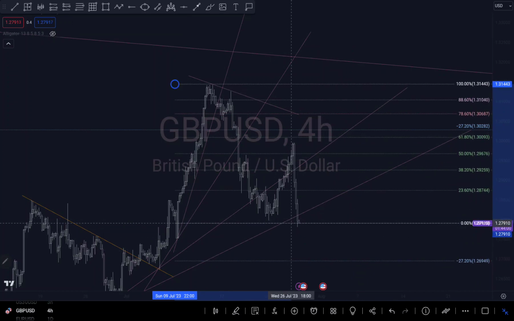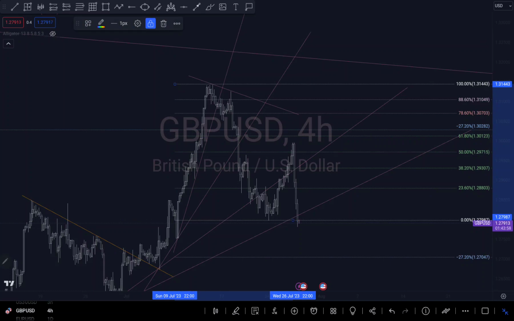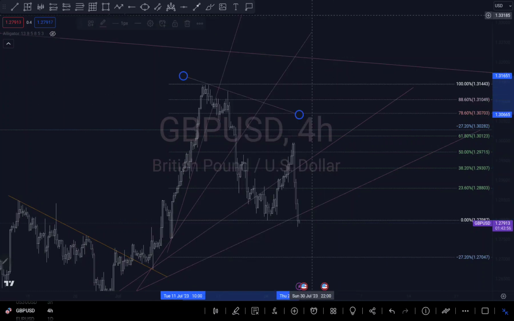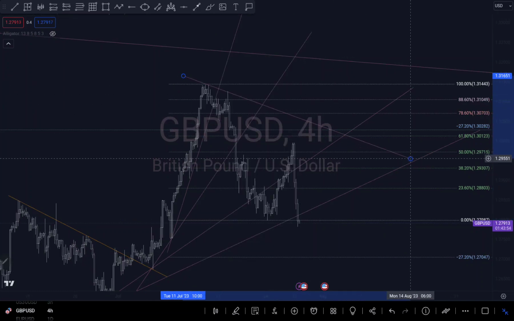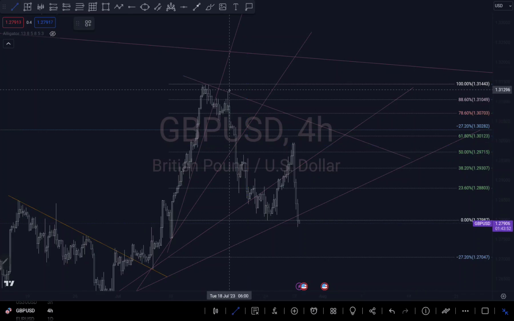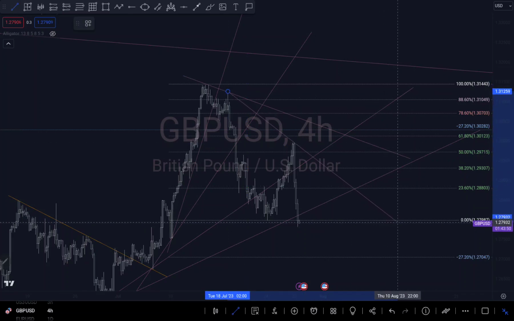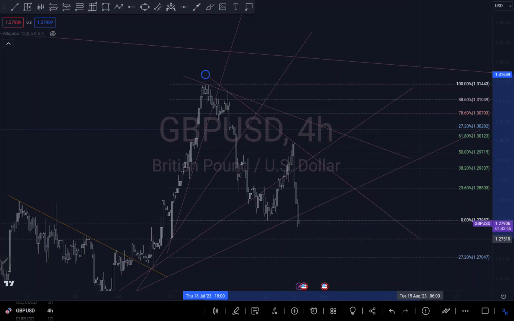So now that we are seeing it, I can adjust this point A to B, so I can increase this trend line here. Then I can draw another trend line from this point to this point right here.